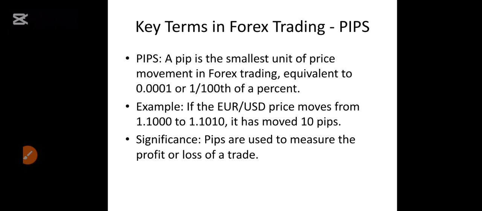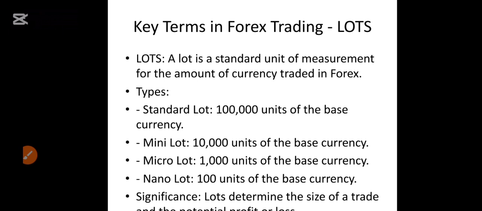Significances: pips are used to measure the profit or loss of what? A trade. Do you get it? I said initially that it helps you to manage your account very well and it helps you to maintain profit and losses. So pips are used to measure the profit or losses of a trade. Key terms in forex trading: there's two, which is the lot size.